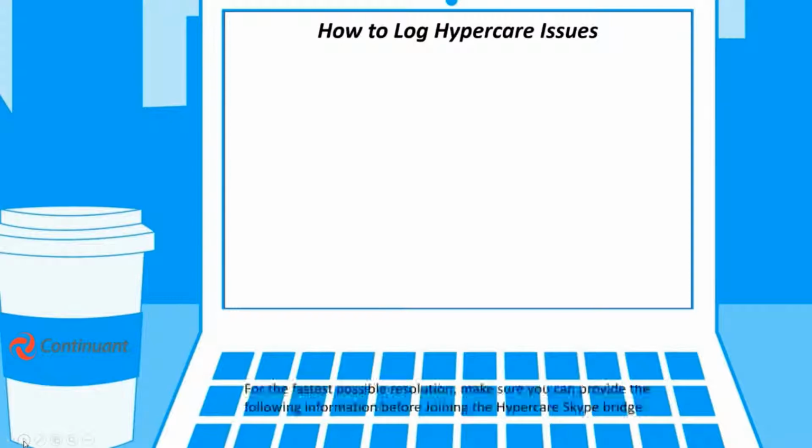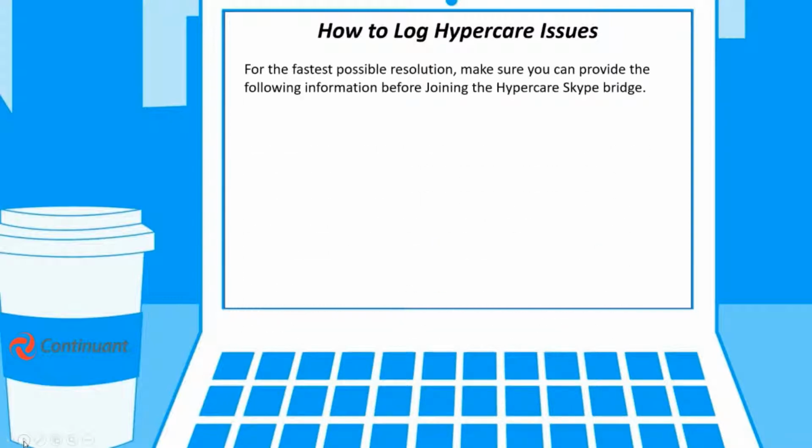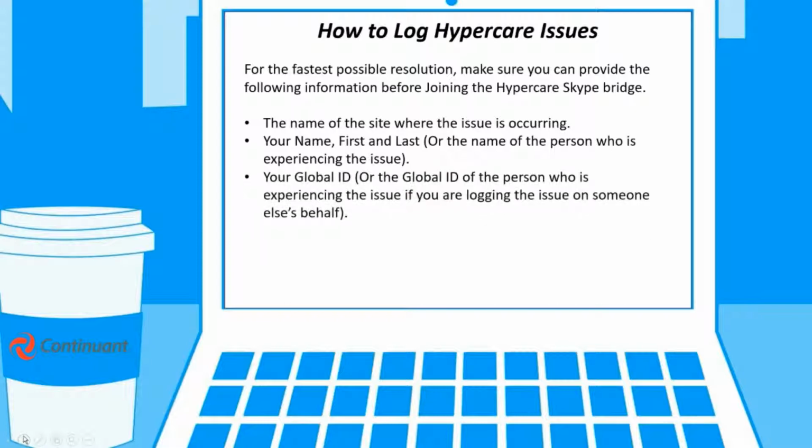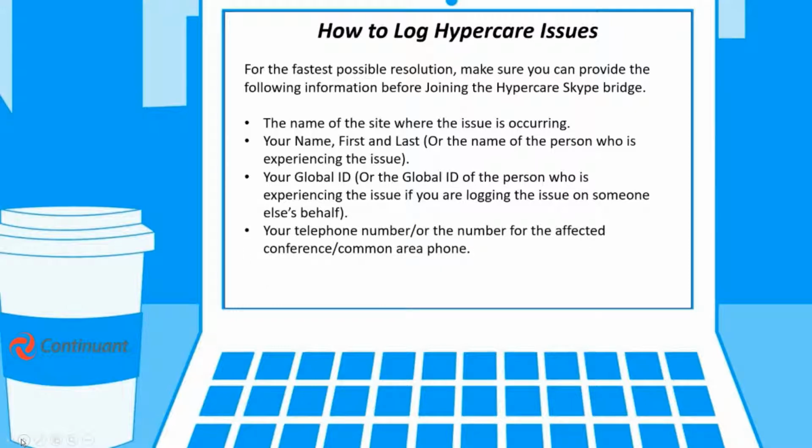For the fastest possible resolution, make sure you can provide the following information before joining the Hypercare Skype bridge. First, we'll need the name of the site where the issue is occurring. We'll also need your name, first and last, or the name of the person who is experiencing the issue. We'll need the global ID or the global ID of the person who is experiencing the issue. And we'll also need your telephone number or the number for the affected conference or common area phone.